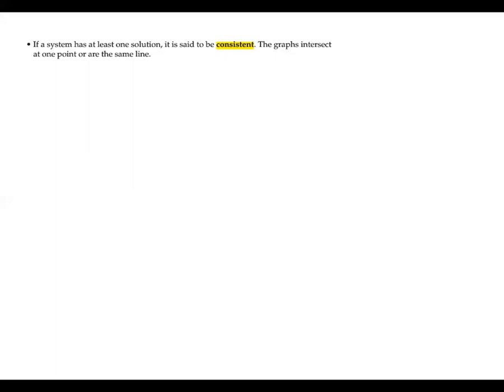So if it has at least one solution, they intersect or they lie on top of one another, then it's consistent. So the graphs intersect at one point or are the same line. If a consistent system has one solution, it's said to be independent. Why is that? Well, that means that the two lines are not the same line. They're independent of one another. If it has an infinite number of solutions, it's said to be dependent.